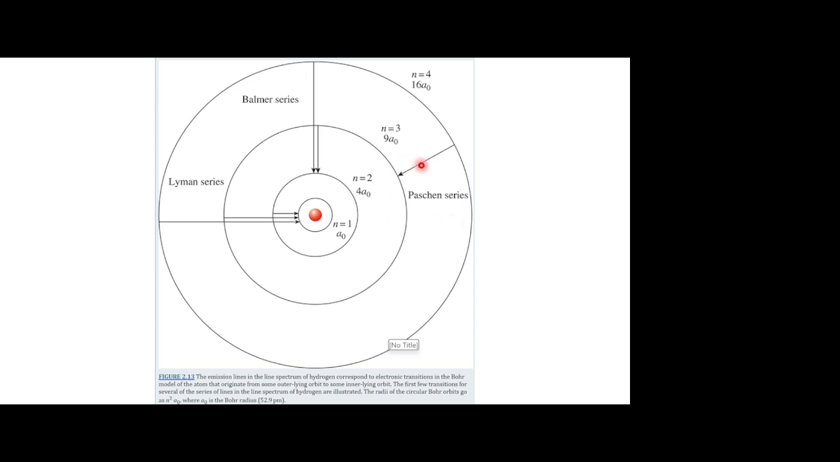And it's not helpful. Okay, now the radii of the circular Bohr orbits actually goes as n squared a0, where a0 is the Bohr radius, which is 52.9 picometers. Okay, and so these would be the sort of distances you would see. A0, this is that right there. It's the first orbital for the nucleus for hydrogen. Okay. And then you'd get 4 times, you'd get 9 times, etc.